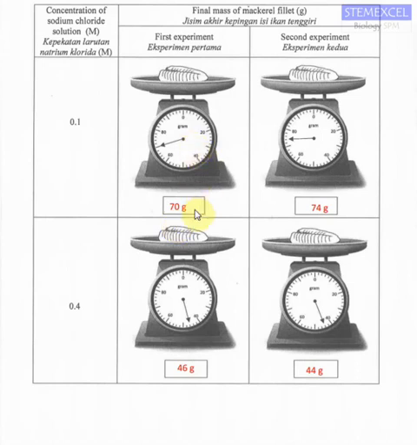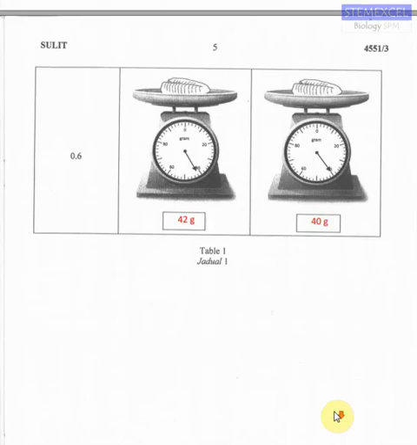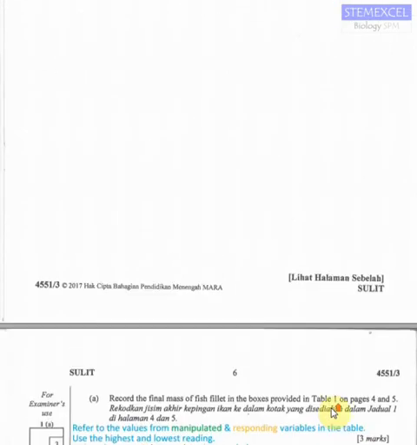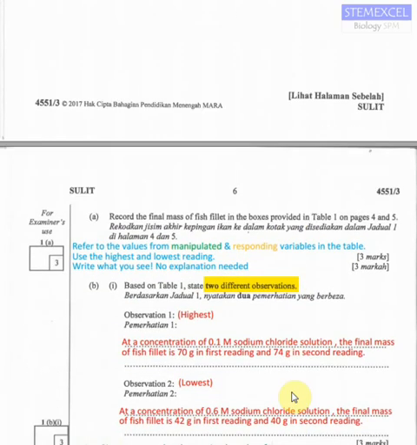So here is 70 grams, this is 74 grams, this is 46 grams, this is 44 grams, and this is 42 grams and 40 grams. So this is the first part: record the final mass of the fish fillet in the boxes, which we already did. And for this, if you get everything correct with the unit and all, you should be able to get the full 3 marks. Next comes the observation.